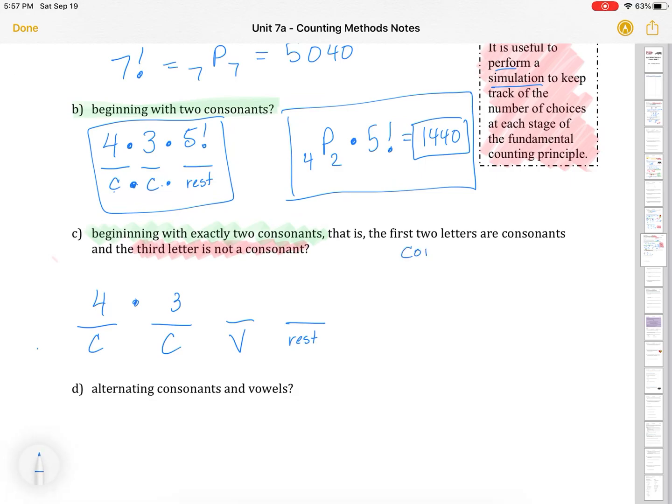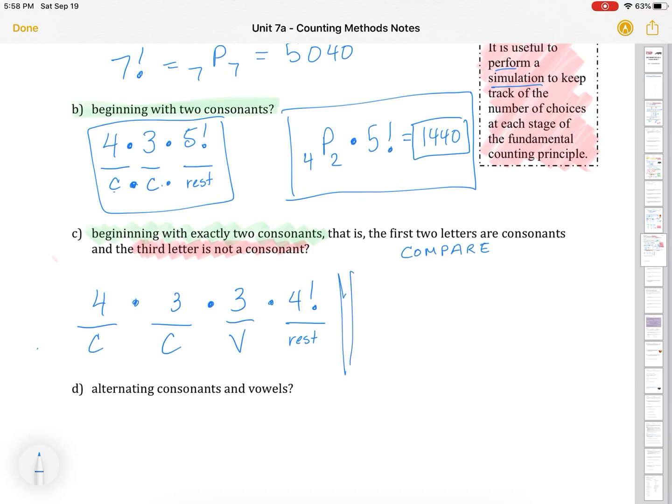And then vowels. The word was compare, so we had 4 consonants out of 7 letters, so we have 3 vowels. We wouldn't have used any of them because we've only used consonants, so we use our 3 vowels. And then we have the 4 remaining, so 4 factorial.